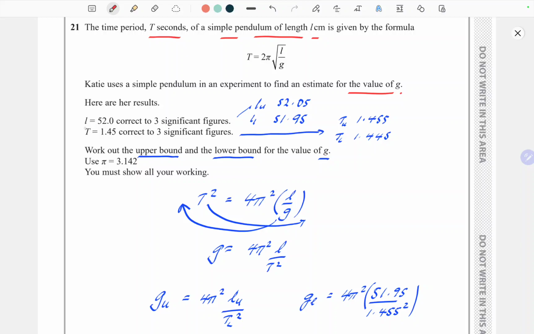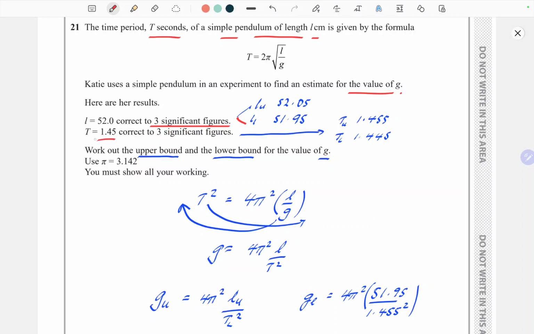They got some results. L equals 52, in centimeters. Again, don't worry about all the units and things. To 3 significant figures, and that means that L rounds to 52.0. So it could have been 52.05 as the upper limit of L, and the lower limit of L is 51.95.